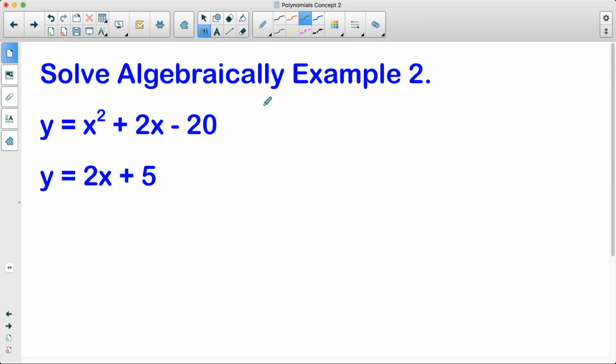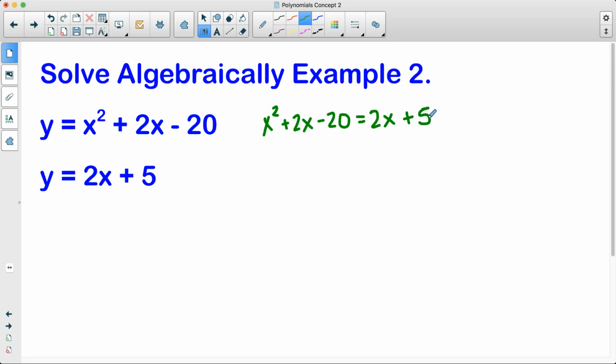Next example, we've got a quadratic function and a linear function. So again, they're written as two separate equations. So what we want to do is write them equal to each other. We're basically just dropping this y equals part. So we're going to do x squared plus 2x minus 20 is equal to 2x plus 5.